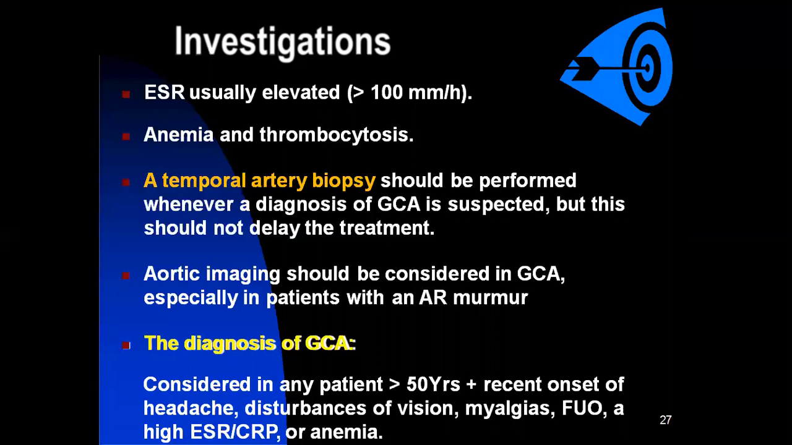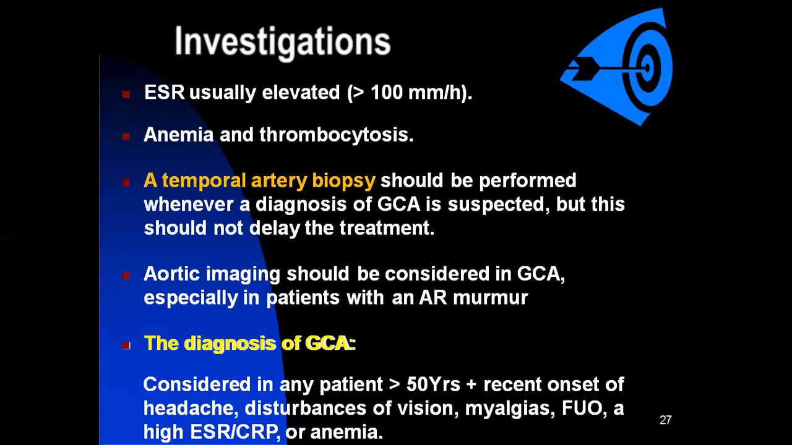So, in giant cell arteritis, especially in patients with aortic murmur, an imaging technique might be used. The diagnosis is considered in any patient aged 50 years or more with recent onset of headache, disturbance in vision, and myalgias with high ESR and C-reactive protein. That is the confirmation. So giant cell arteritis can be confirmed by the presence of these symptoms.